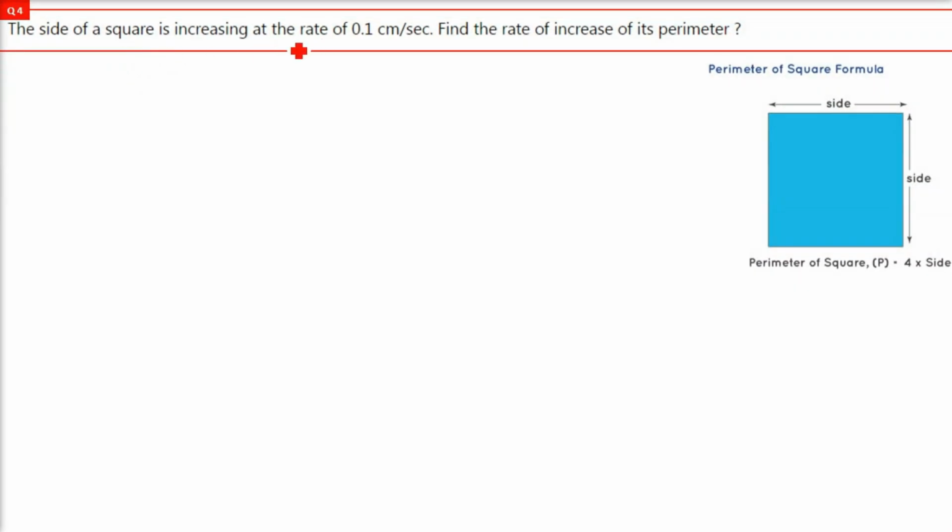The side of a square is increasing at the rate of 0.1 centimeter per second. Now, square is the easiest shape. You know why? Because all the sides are equal. The side of the square is increasing, so dx by dt is given as 0.1 centimeter per second. Find the rate of increase of its perimeter. What is the perimeter? Perimeter is simply the sum of the length of the sides.